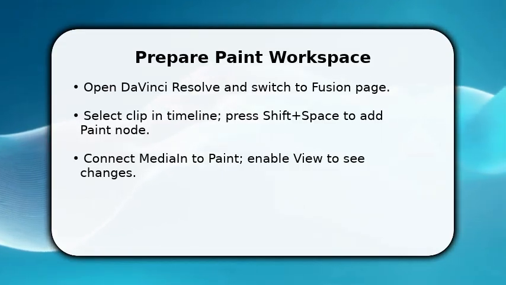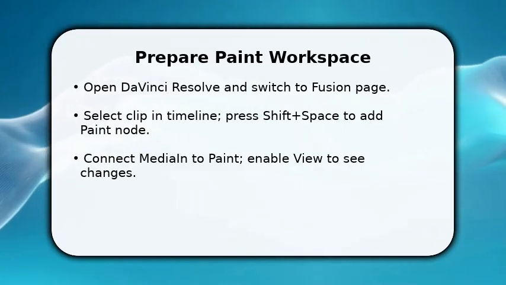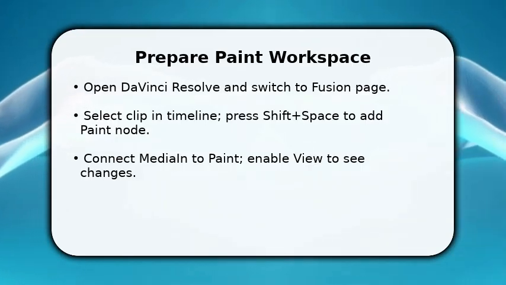Connect media into the paint node and make sure the node is in the viewer so you can see strokes. Once done, choose a brush preset and set size and opacity. These initial choices determine stroke behavior and how the paint blends with your underlying image.